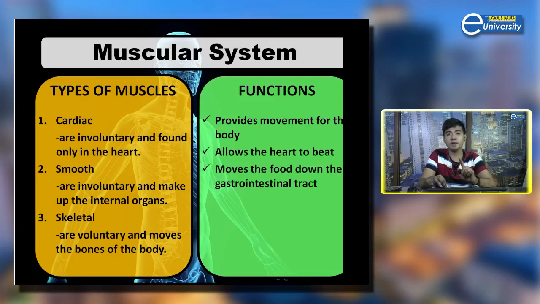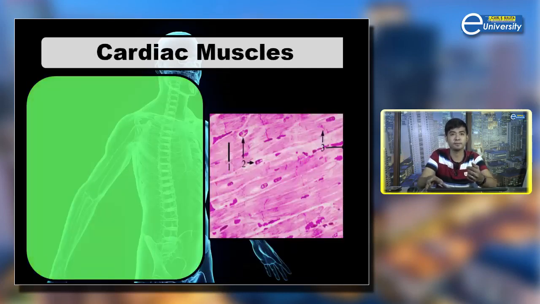It moves the food down the gastrointestinal tract, called the process of peristalsis. So peristalsis is the wave-like movement starting from the esophagus up to the small intestine. It pushes the bolus, or the round food, to pass through the gastrointestinal tract.